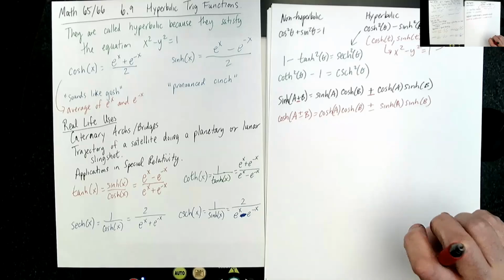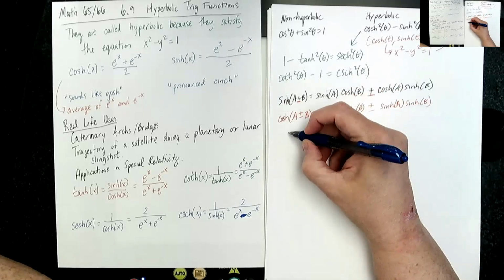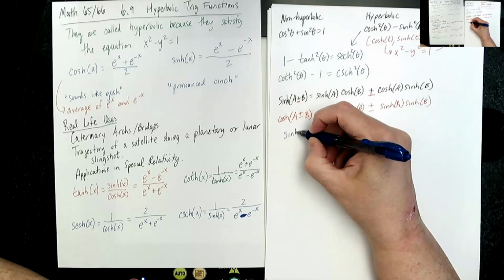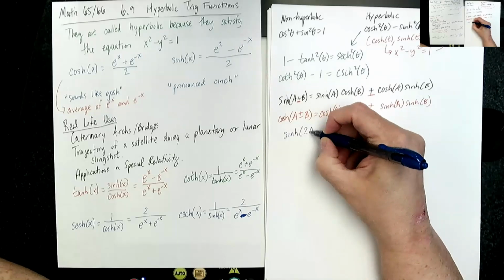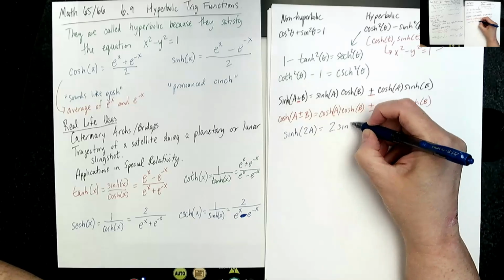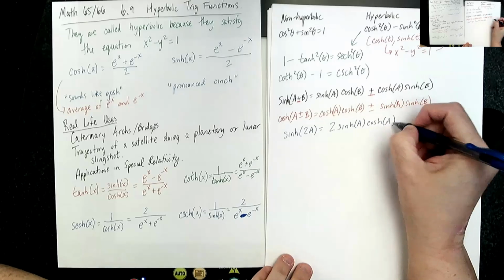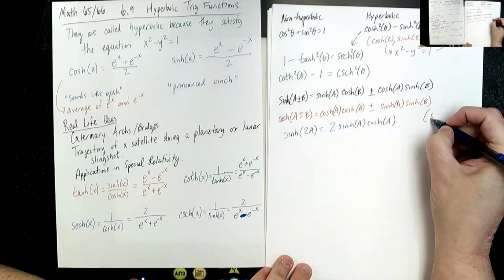There we go. A little bit of tuning. You'll see if you make them both a's, sinh of a plus a, or 2a, ends up being 2 sinh a cosh a, like your sine of 2 theta formula.